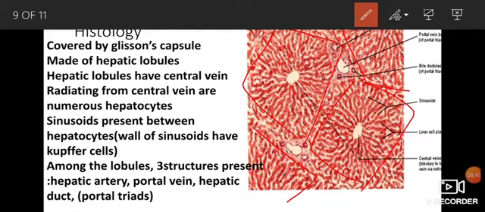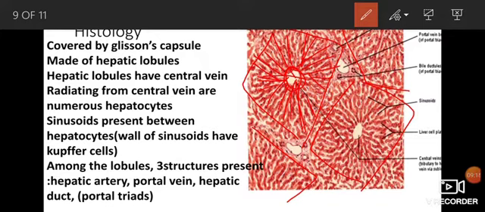If you take one hepatic lobule, you can see the center of each hepatic lobule has a vein. This is called the central vein. From the central vein you can see numerous structures radiating, which you can see as yellow strand-like areas. These are rows of hepatocytes, hepatic rows. The liver cells are arranged in columns or rows.